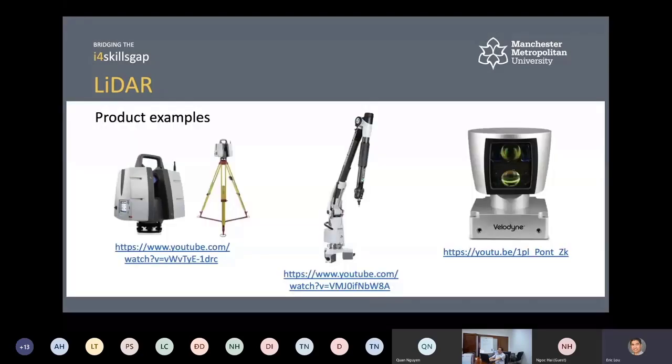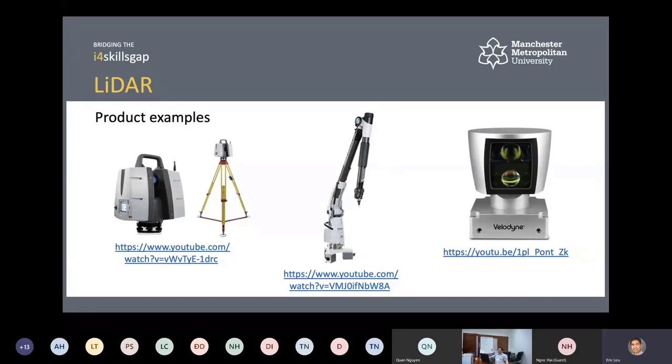These are some product examples that we have. On the left hand side, this is the Leica P40. This is what we use in Manchester Met. We have good relations with Leica Geosystems, which we can play with. Again, this is the scanner that can provide scans up to 400 meters each way. Then you look at the Hexagon arm. This gives a very precise scan. So this is for precision engineering.